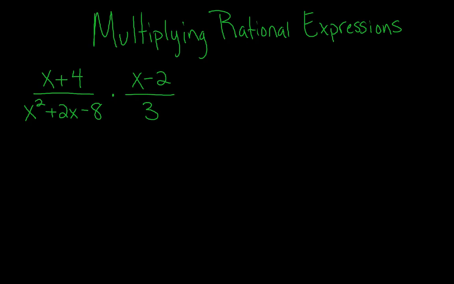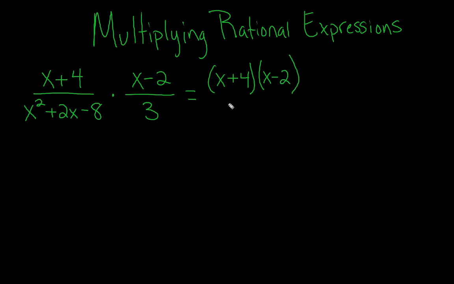So the process of this is really rather simple, but the hard part about this is going to be the simplifying. So take some notes and bear with us as we do some of the simplifying to make this in simplest form. So first thing we're going to do is we're going to multiply straight across. So x plus 4 times x minus 2. And when we do that, we get x plus 4, and that's times x minus 2.